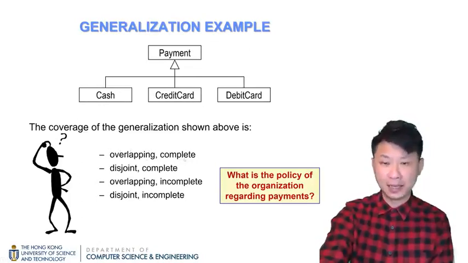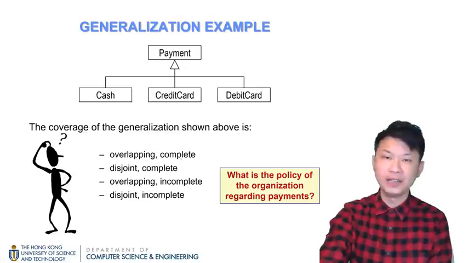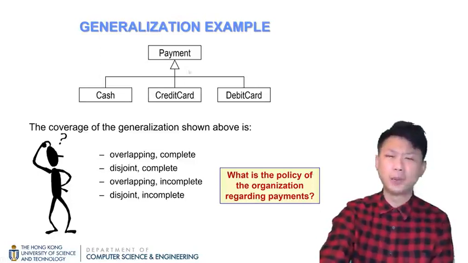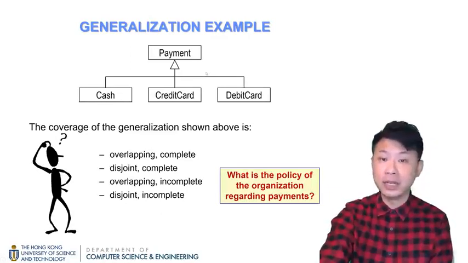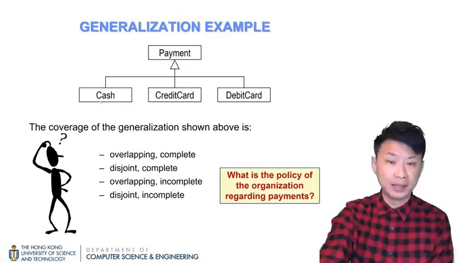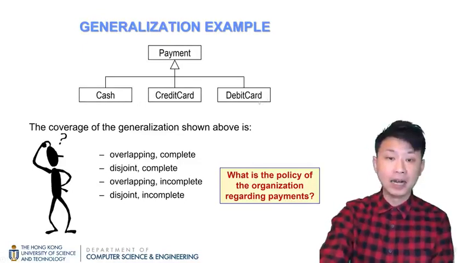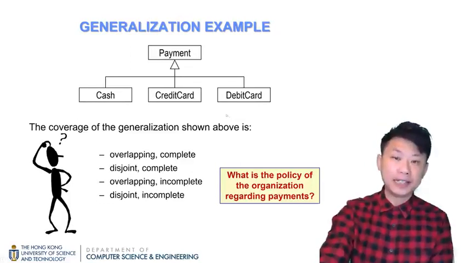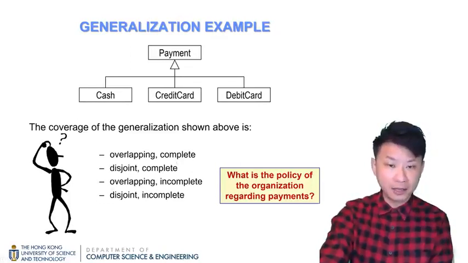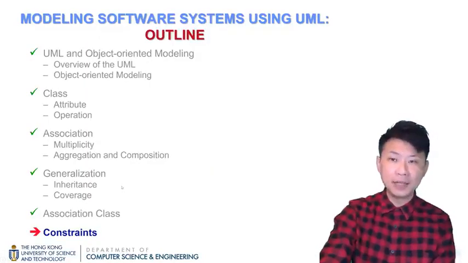And is it complete? I would say no, right? Because there are some other ways that you can pay your tuition fee. For example, you can use internet banking to pay your tuition fee. So it's not limited to cash, credit card, and debit card only. So that's why for this example, I will say the coverage constraint is going to be overlapping and it's going to be incomplete.